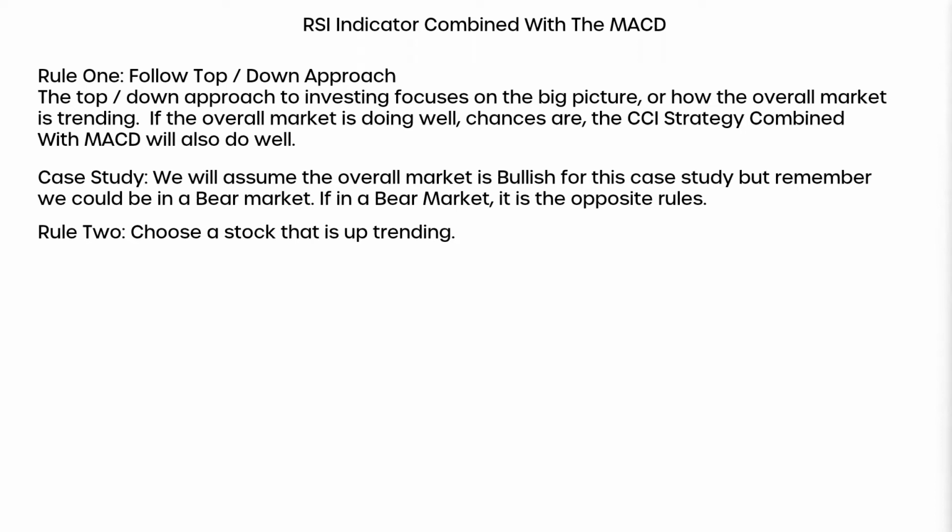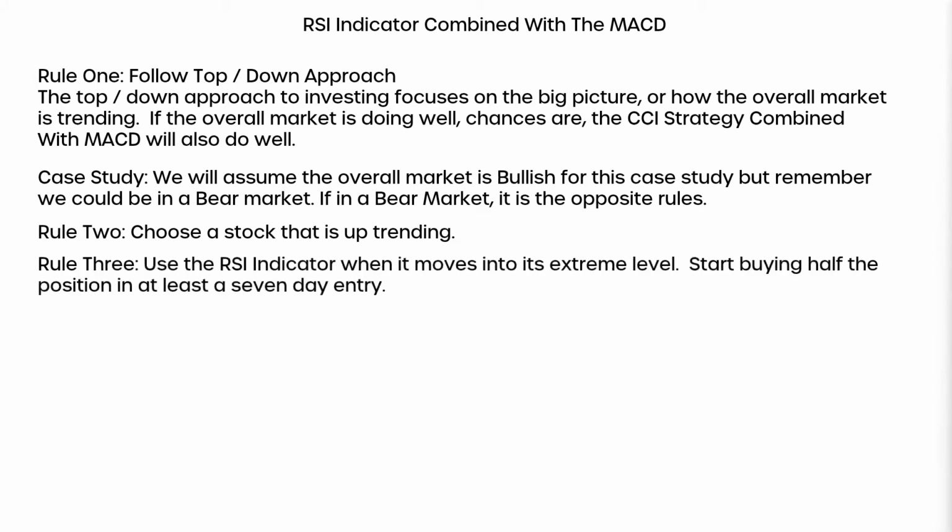Again, the same idea as in Rule 1. If we are in a bull market and we find a stock that is uptrending, this strategy will have a higher percentage of succeeding. Let's go to Rule 3. Use the RSI indicator when it moves into extreme levels. Start buying half the position and at least a 7-day entry.